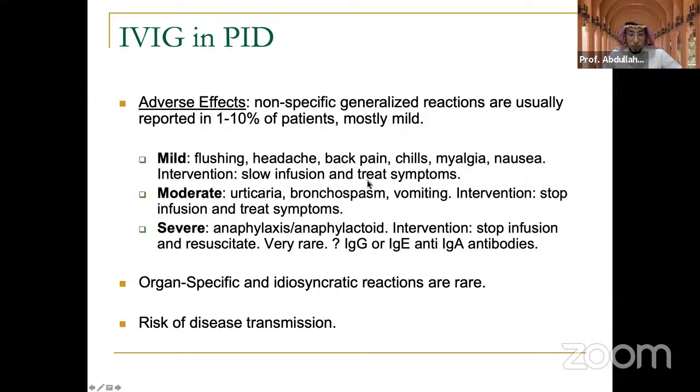If the patient develops urticaria, bronchospasm, vomiting, these are rare, then stop the infusion, treat the symptoms and revise. Anaphylaxis is extremely rare, but it could happen. There are also some organ-specific or idiosyncratic reactions which are rare. The risk of disease transmission is negligible because it's specifically treated in multiple steps to eliminate organisms and different viruses. But we should pay attention to this theoretical risk in general.